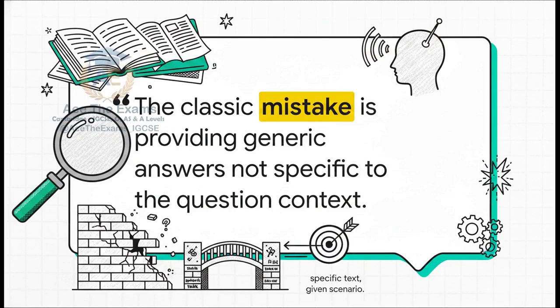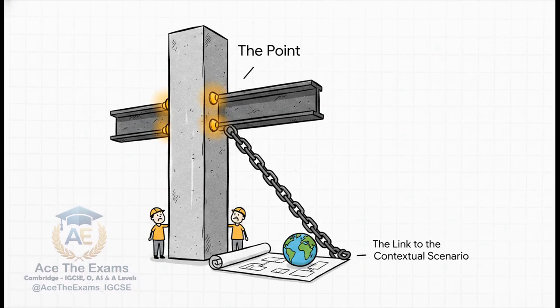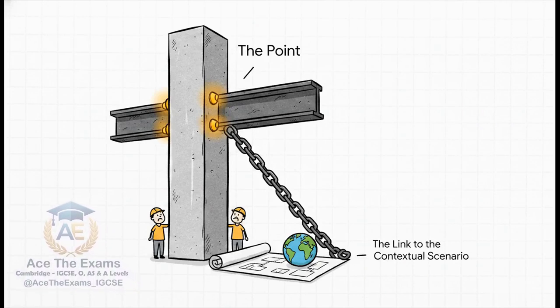Your analysis must extract directly from the specific texts and tables provided in your exam. You cannot use generic filler as load-bearing material. It will literally shatter the moment the examiner applies pressure. Every single point has to link back to the scenario at hand. So to absolutely guarantee you avoid a collapse, you need to use the Peel blueprint.